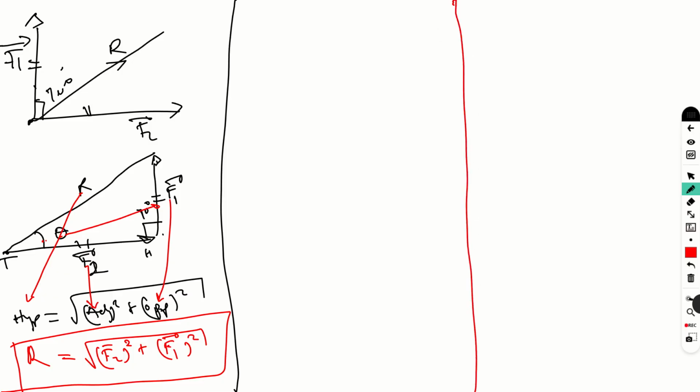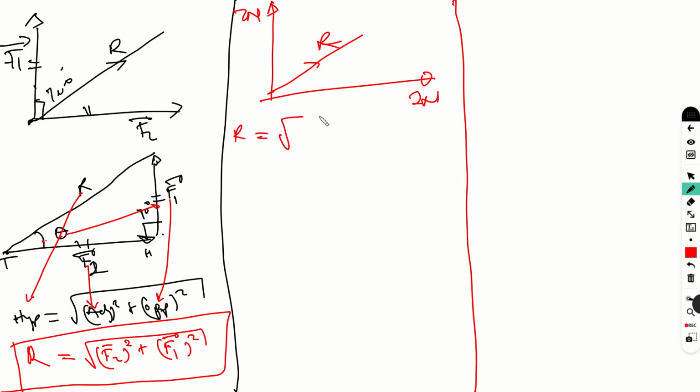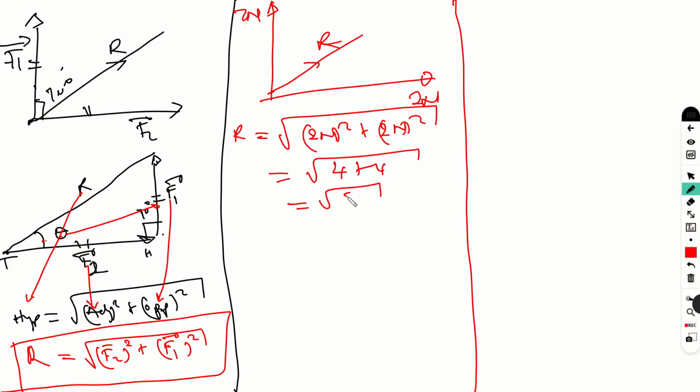So this is how we can look for it. For example, if you have two vectors like this, 2 newtons, and this 2 newtons. How do we look for R, which is the resultant vector? The resultant R will be equal to the square root of 2 all squared plus 2 all squared. So it gives you the square root of 4 plus 4, which gives you the square root of 8 newtons. So this will give you the resultant of the vector.